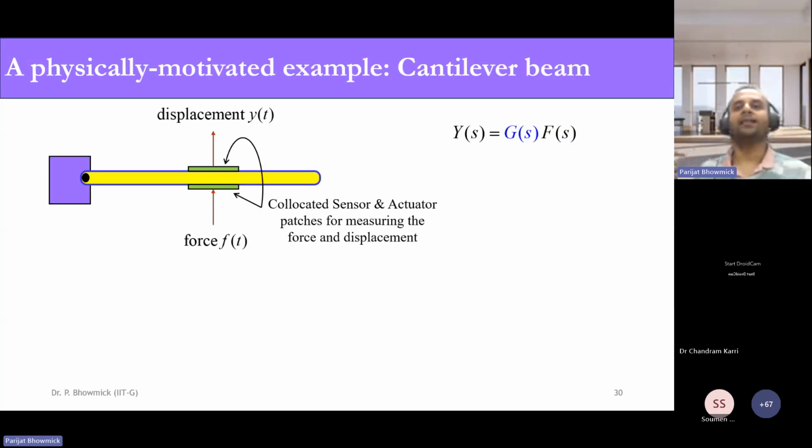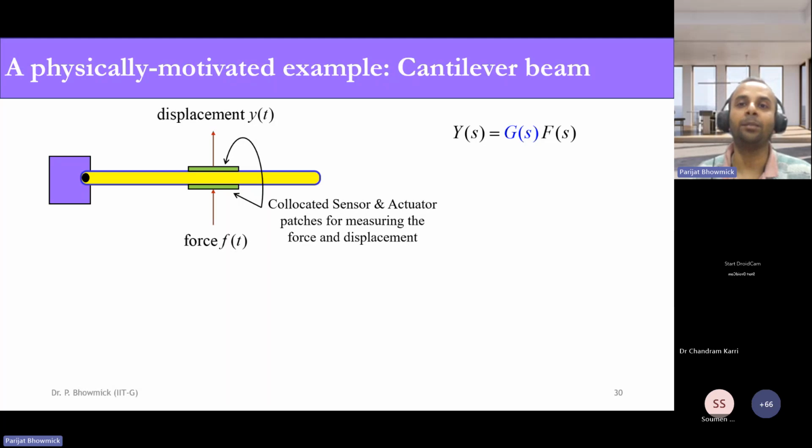Now, you can ask what was the motivation behind this negative imaginary system, or how did it come? It has a very interesting history. The negative imaginary system comes from the concept of positive position feedback control of flexible structure systems. That is the concept I want to explain.